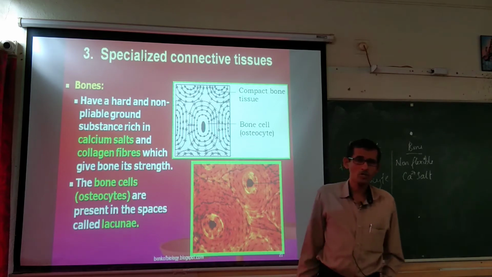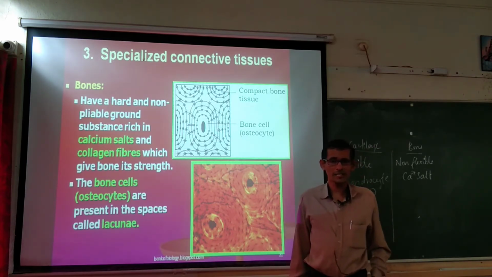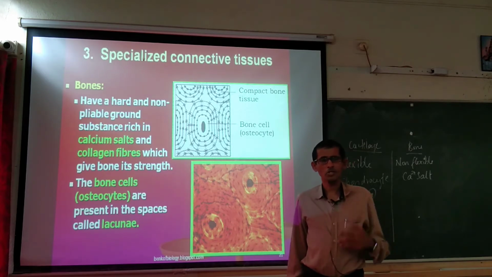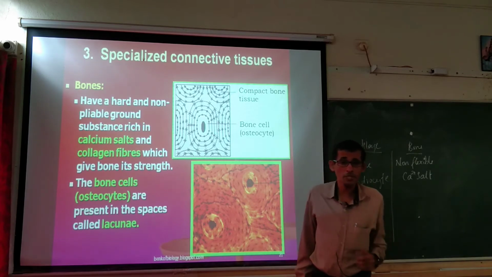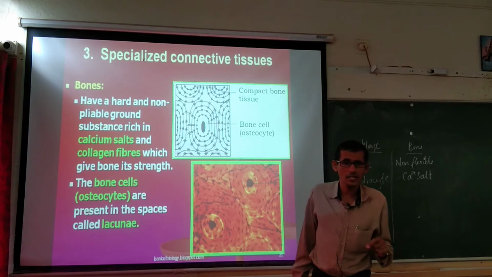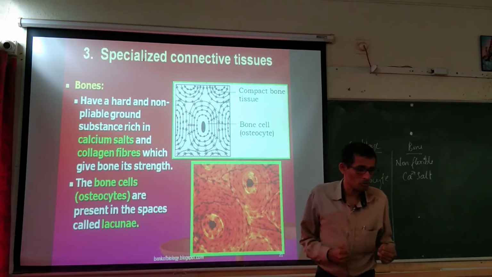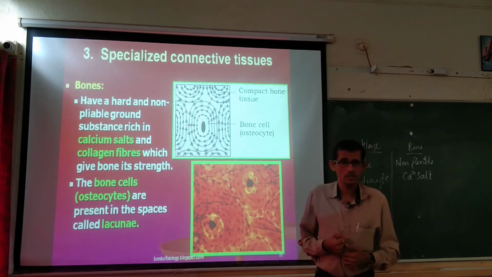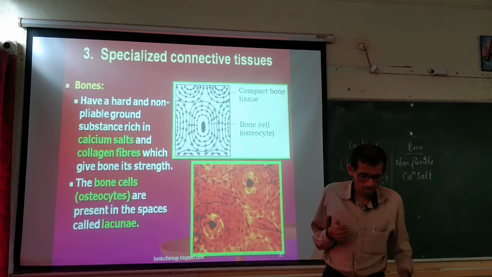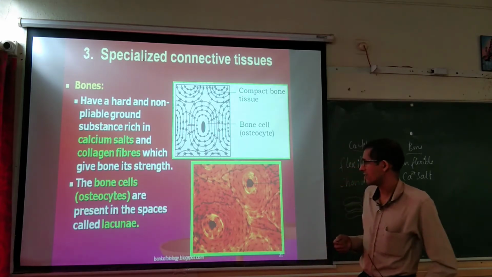Why is bone so strong when compared with cartilage? Cartilage is not so strong, but here bone is strong. Why? Because of this reason: it has the deposition of calcium ions. So good calcium deposition is there, and that gives the rigid, strong nature to the bone. That is one of the important phenomena. And it is also composed of collagen fibers. The bone tissue is also composed of collagen fibers.